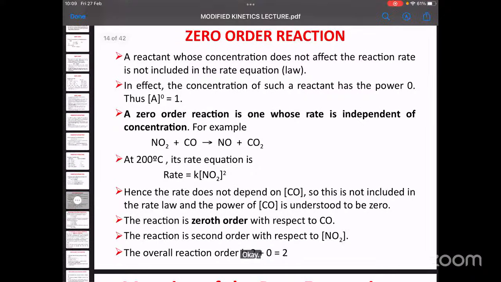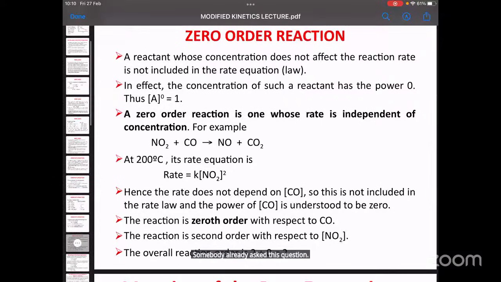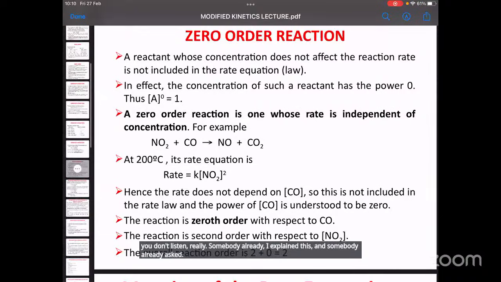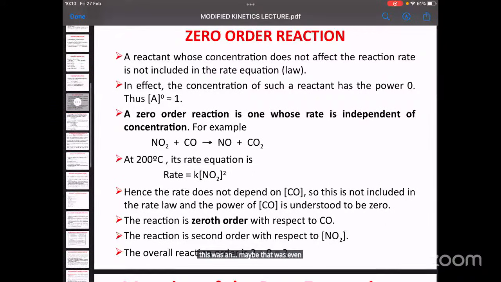Okay, sir. So if we're given a question to look for order of reaction, is there a way we can do it, since you said we can only get that experimentally? Somebody already asked this question. The problem with most of you is that you don't listen, really. I explained this, and somebody already asked this question. Maybe that was even the first question. You only listen to yourself.